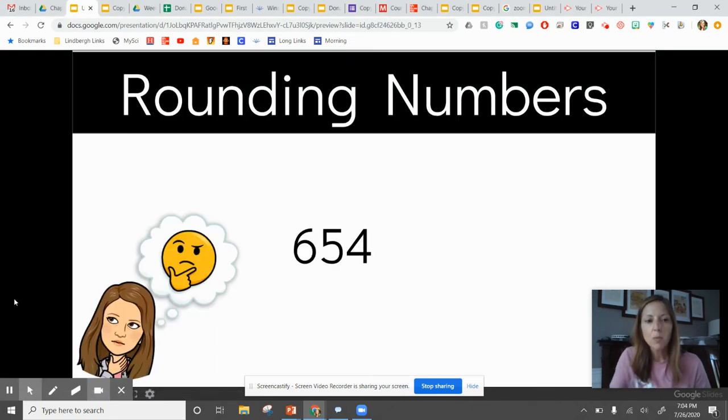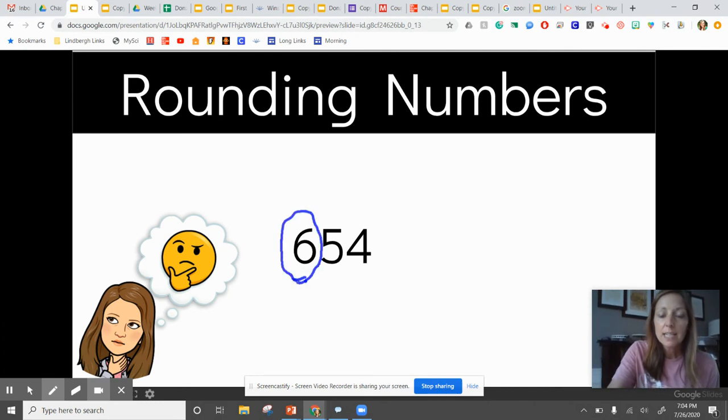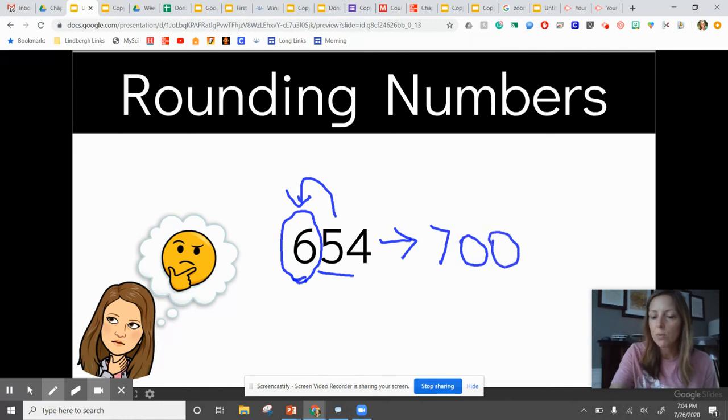Okay, so we have 654. What we're going to do is we're going to round this number to the nearest 100. So that means the first step is we're going to circle our hundreds place, and then we're going to underline right next to it. So we're underlining the 5. I know 5 or more, add 1 more. So this 6 turns into a 7, and the rest of my numbers turn to zeros.